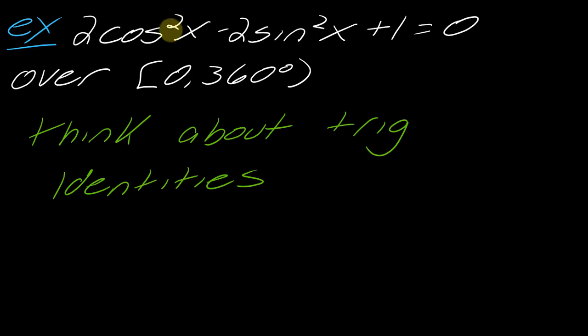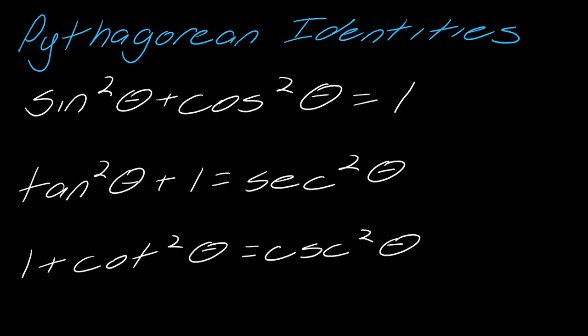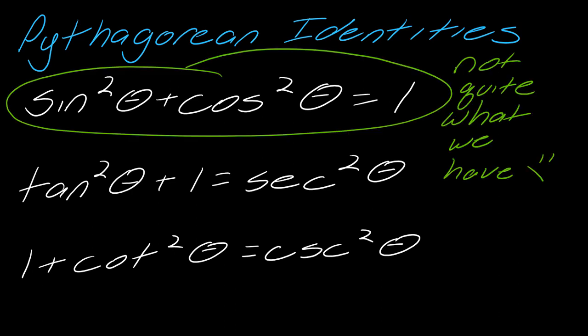The first thing that came to mind was I saw cosine squared, sine squared, and I thought Pythagorean identities, right? And here's the thing. We do not have sine squared plus cosine squared. We have cosine squared minus sine squared. So this is not quite what we have. We could maybe use this, but it is just going to create a bigger equation, and so perhaps this is not ideal.